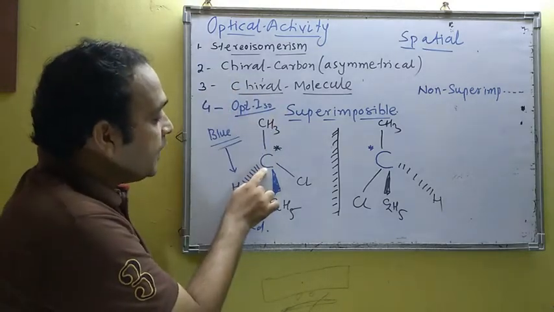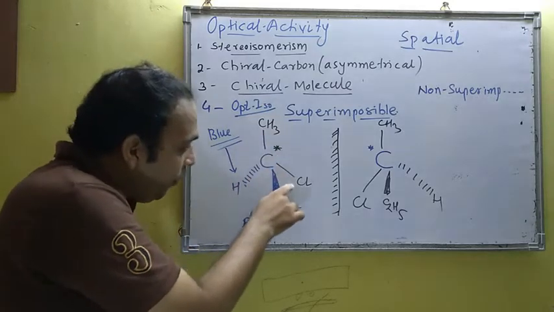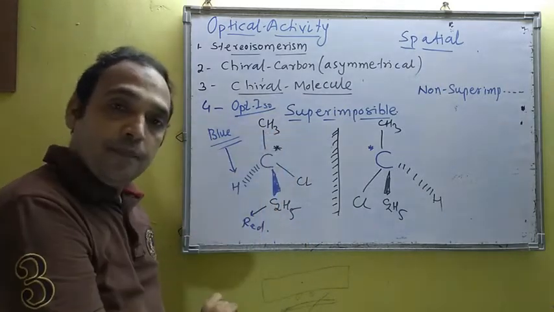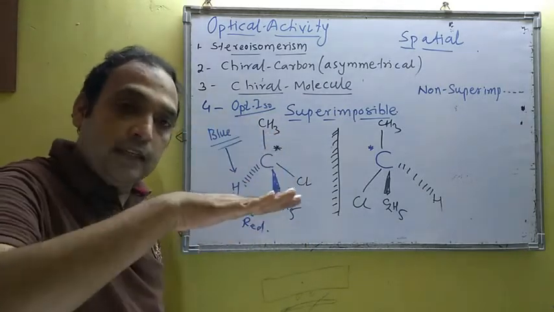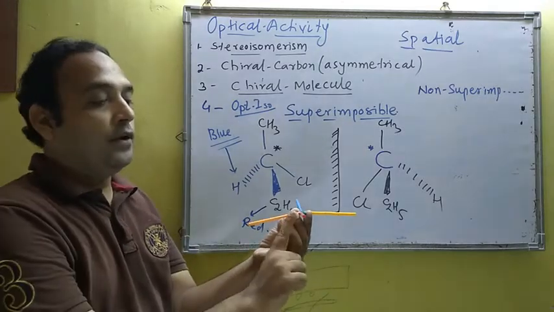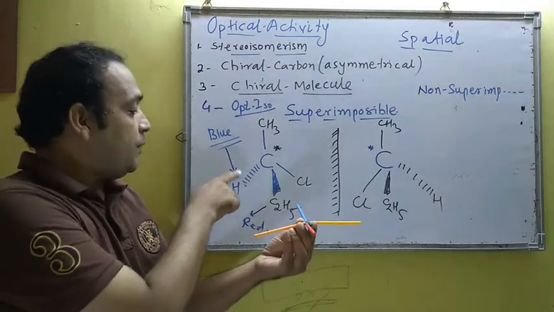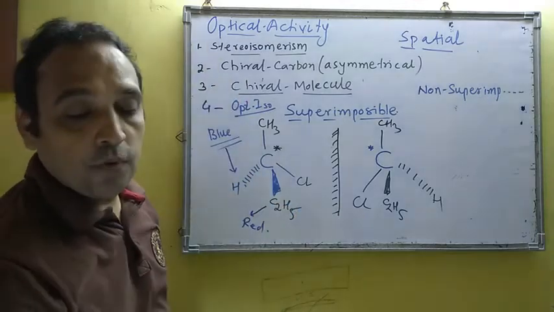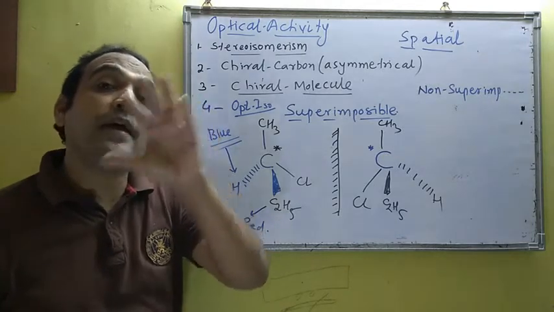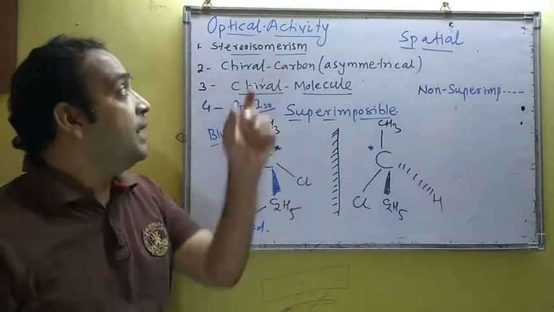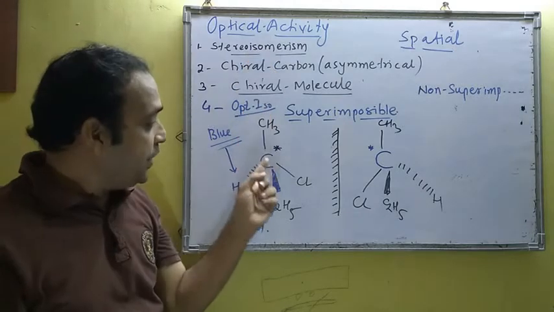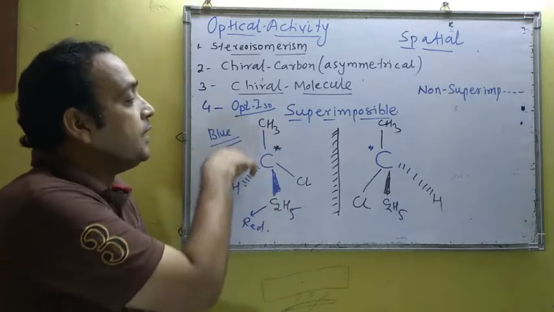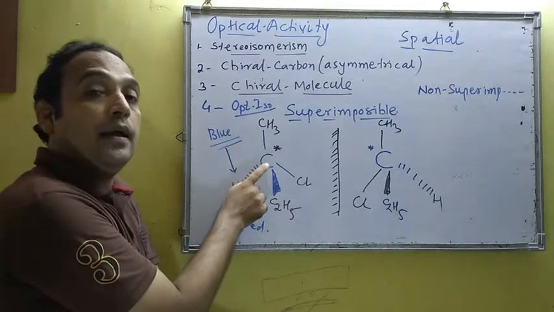See here, this one is my chiral carbon. Now the four atoms we attached to it are different. Two are in the plane, one is above the plane or at the front side, and the second one is below the plane or back side. Now these are called optical isomers, and the process is known as optical isomerism. So what is optical isomerism? The stereoisomerism in which isomers have different spatial arrangement of atoms or groups around a chiral carbon.